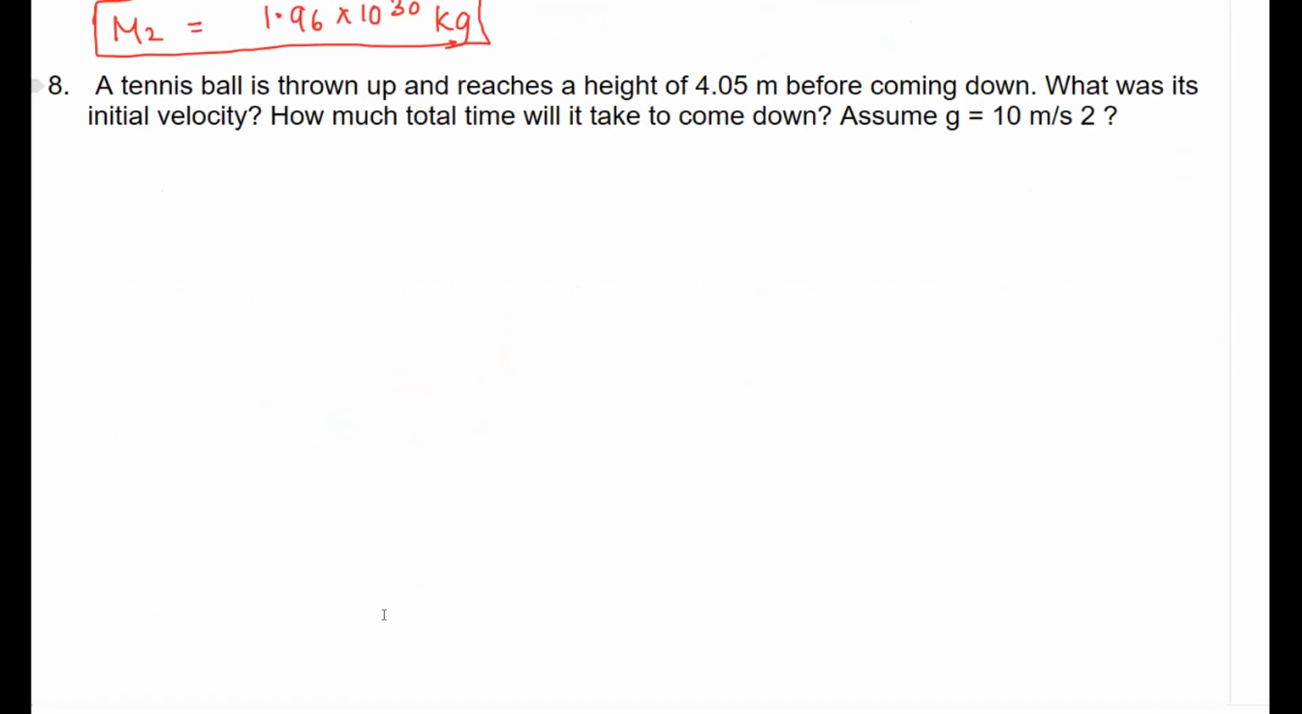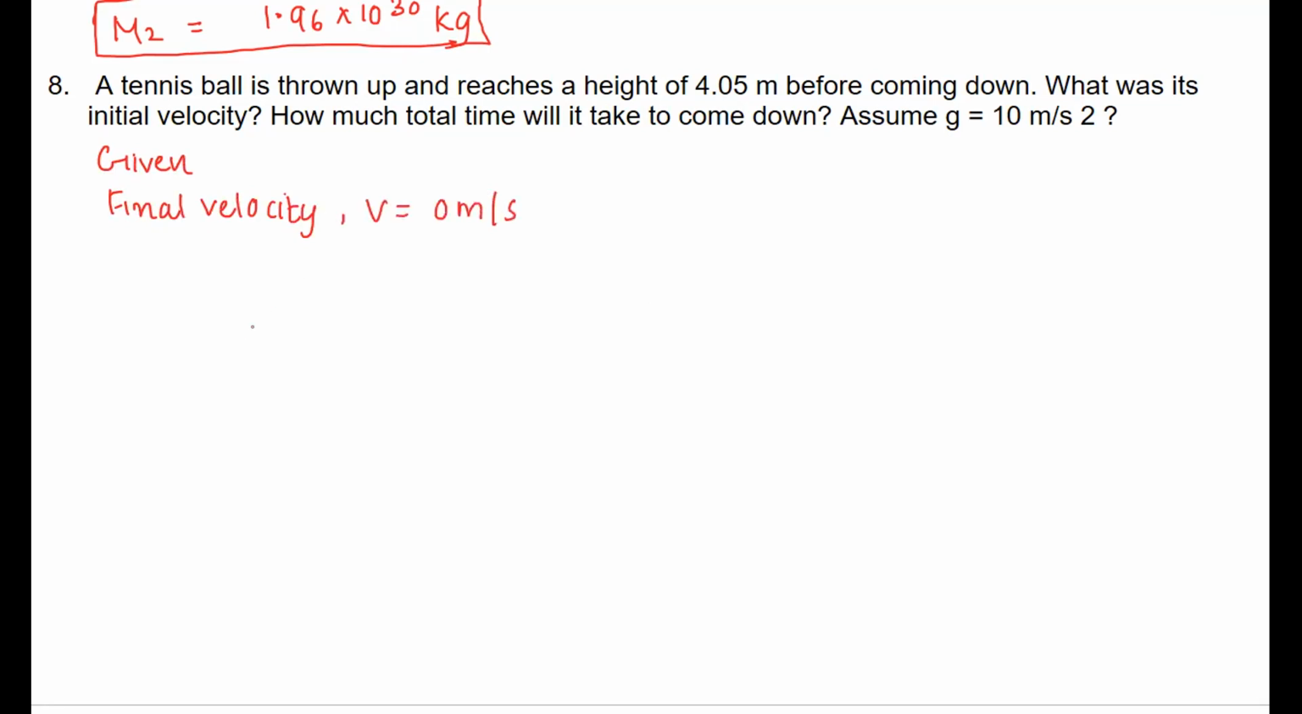A tennis ball is thrown upwards and reaches a height of 4.05 meter before coming down. We know that when an object is moving upwards, its velocity goes on decreasing, and when the velocity becomes 0, the object will start falling down. So we can write final velocity of the object is 0. Given final velocity v is equal to 0 meter per second.